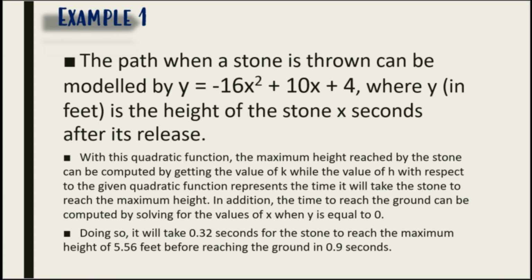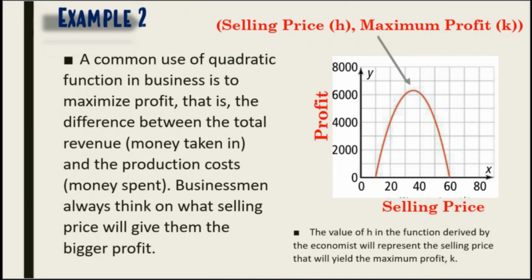In addition, the time to reach the ground can be computed by solving for the values of x when y is equal to 0. Doing so, from that quadratic function, it will take 0.32 seconds for the stone to reach the maximum height of 5.56 feet before reaching the ground in 0.9 seconds.